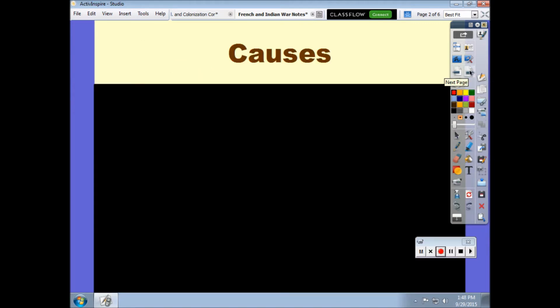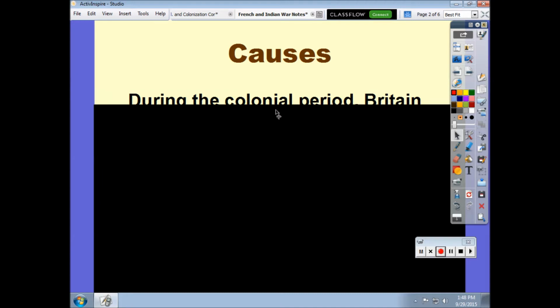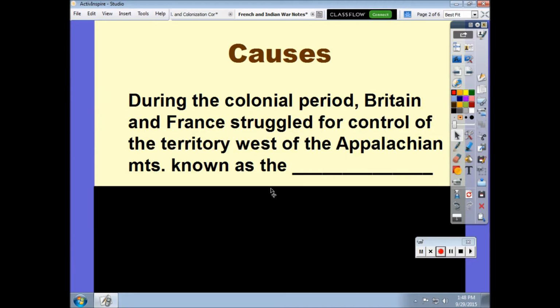So first, let's look at the causes of the war. The causes are fairly simple. Again, the war starts in Europe, and then it begins to spread to the colonies. It's all about a piece of territory west of the Appalachian Mountains, known as the Ohio River Valley. This land is very valuable to the French.